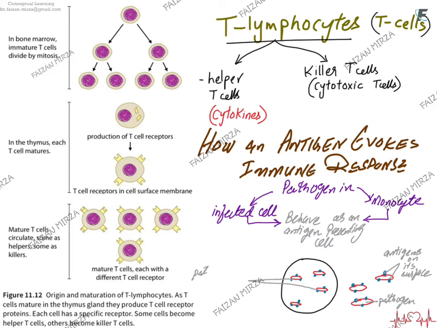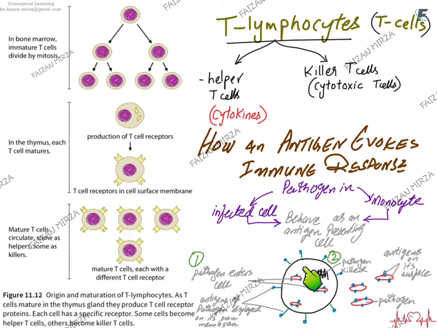So these antigens will be displayed on the membrane of this particular bacteria or the pathogen which entered here. This cell will have the ability to kill at least one or a few of these. Some of these pathogens will be killed, and its antigens, these blue dots, will be displayed on the surface membrane of that infected cell or the monocyte.